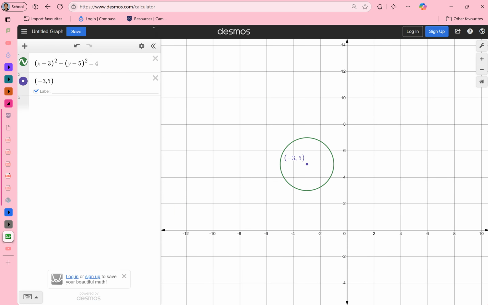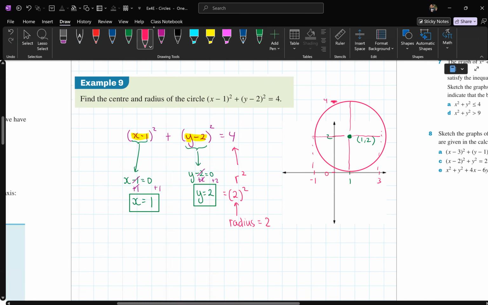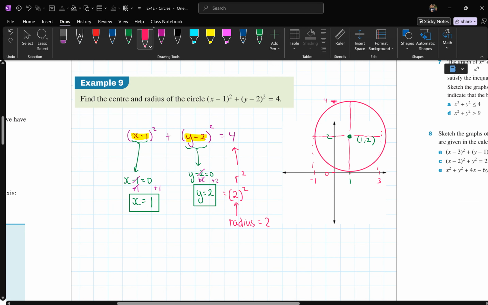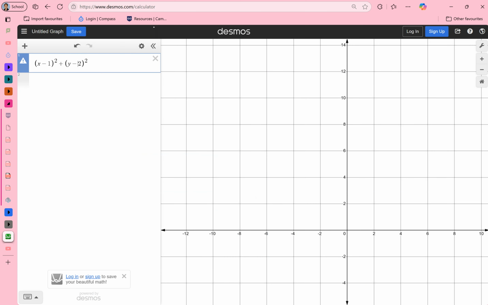Let's visualize it in Desmos. Let's see if it's true. So I'm saying that (x minus 1) squared plus (y, is it plus or minus? Minus) minus 2 squared is equal to 4. Let's see if that's true.